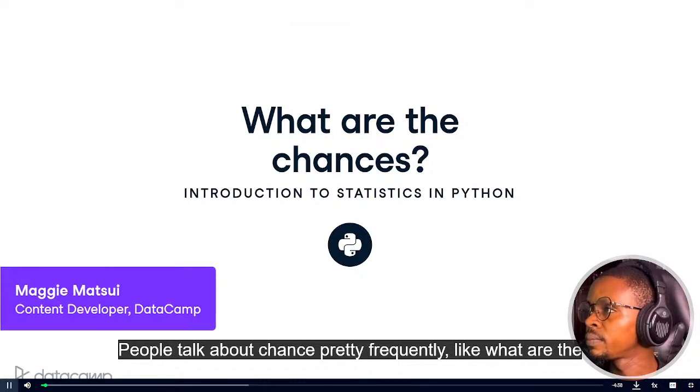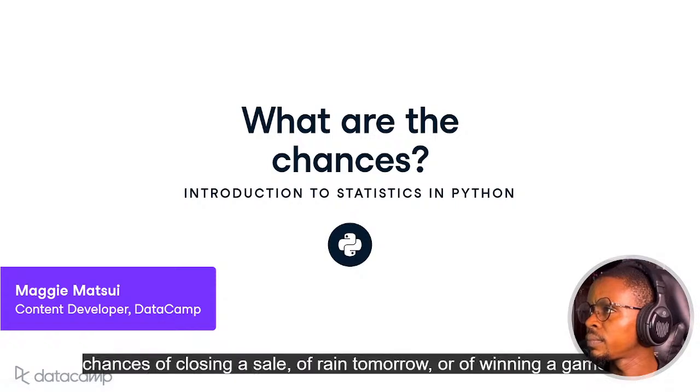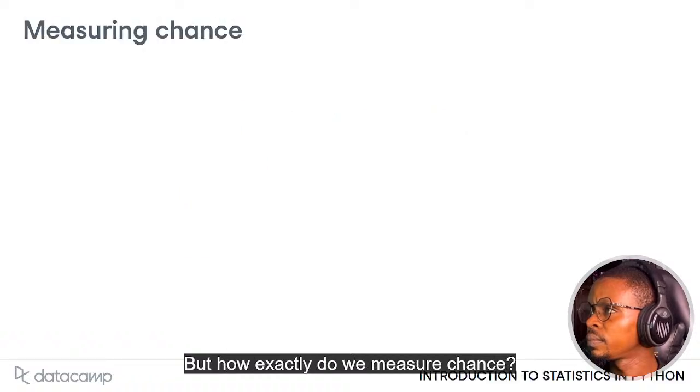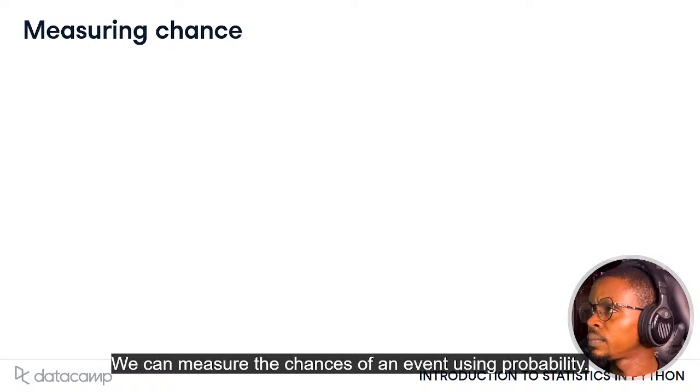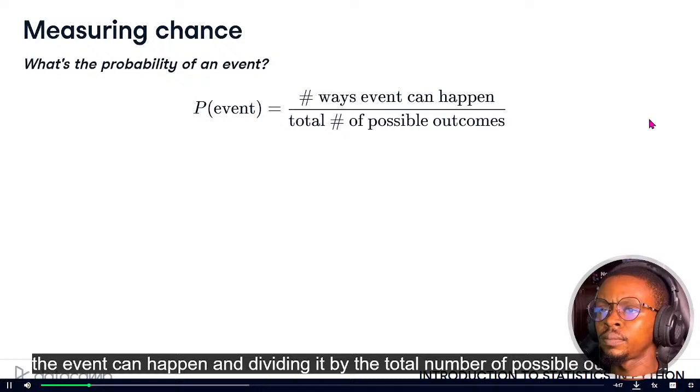People talk about chance pretty frequently. Like, what are the chances of closing a sale, of rain tomorrow, or of winning a game? But how exactly do we measure chance? We can measure the chances of an event using probability. We can calculate the probability of some event by taking the number of ways the event can happen and dividing it by the total number of possible outcomes.